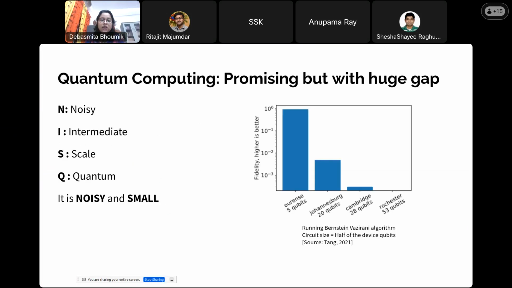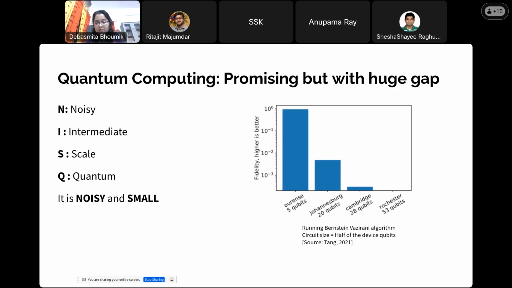So first, as we all know, quantum computers nowadays are promising, but there are some gaps because we are currently in the NISQ era, that is, the noisy intermediate scale quantum. Now, in the quantum devices, the qubits are noisy and the number of qubits is also small.